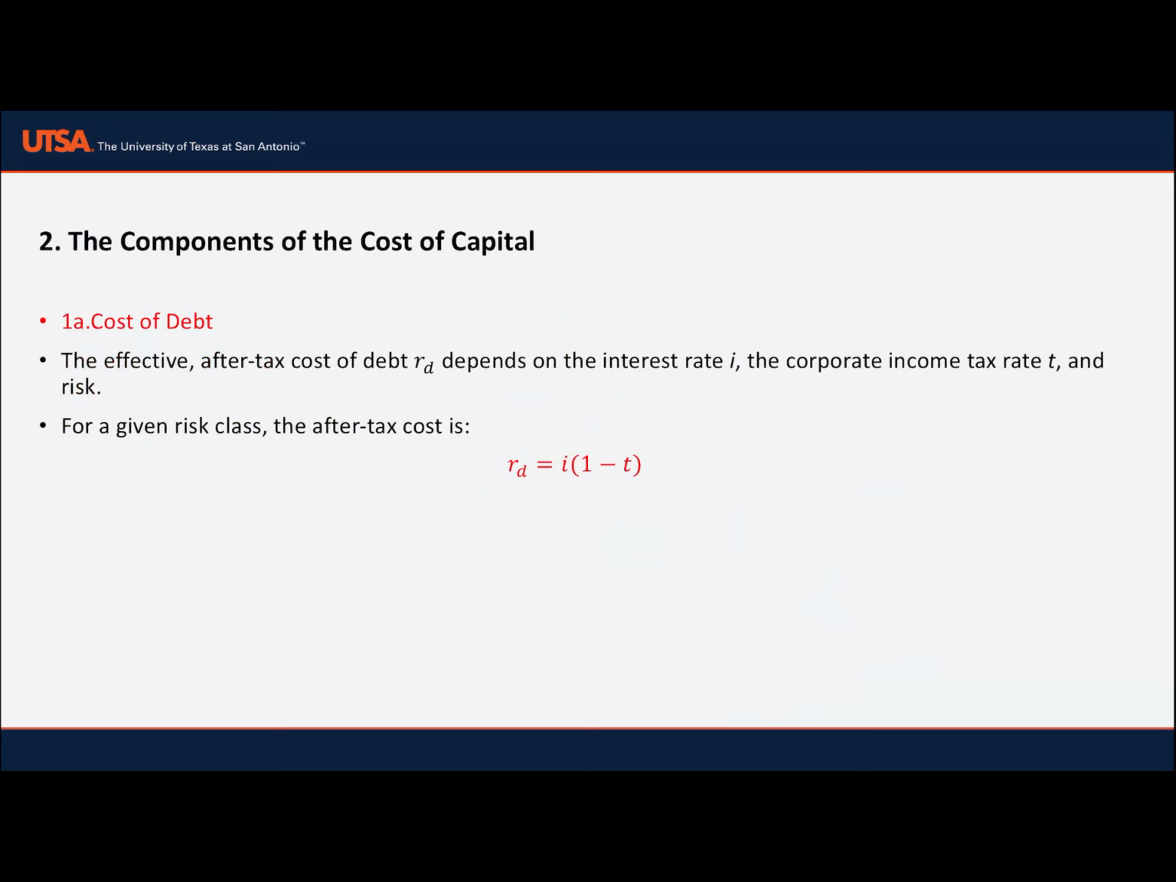So let's look at the cost of debt. The effective after-tax cost of debt is represented by RD. It depends on the interest rate, the corporate income tax rate, and the risk. For a given risk class, the after-tax cost of debt equals the interest rate times 1 minus the tax rate.